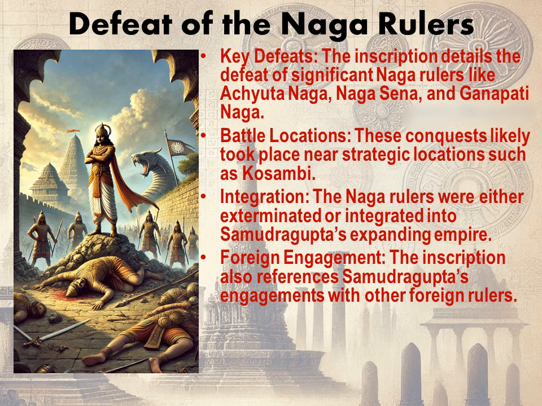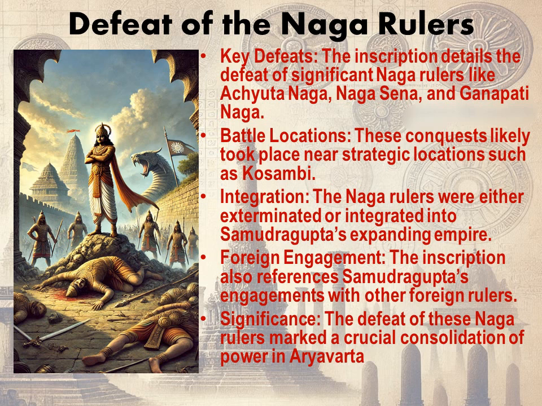So, other foreign rulers also had developed some kind of hatred or love relationship with Samudragupta, and that has been also mentioned under the section of foreign engagement. The defeat of these Naga rulers marked a crucial consolidation of power in Aryavarta. So, thus, by defeating the Naga rulers, he consolidated the power in the Aryavarta.